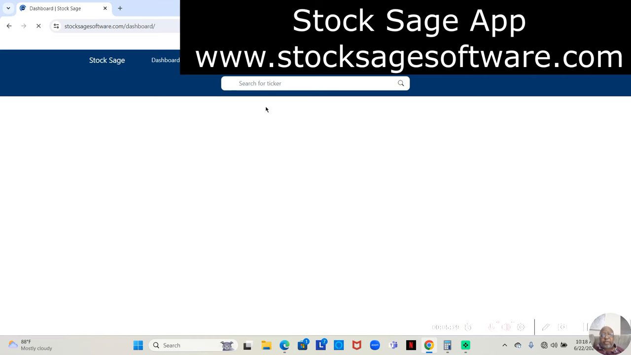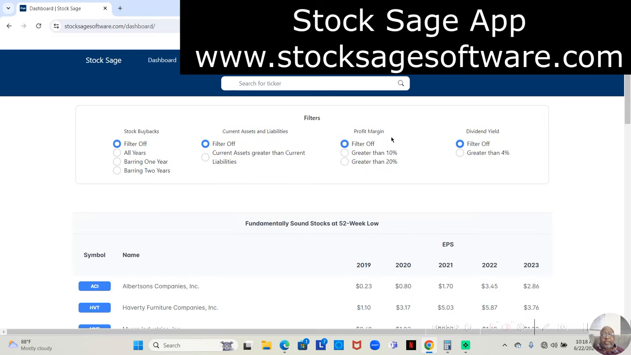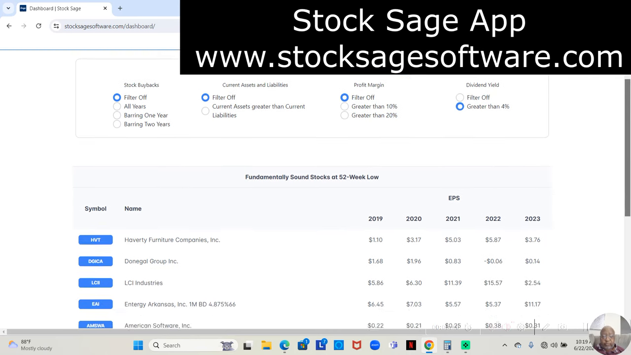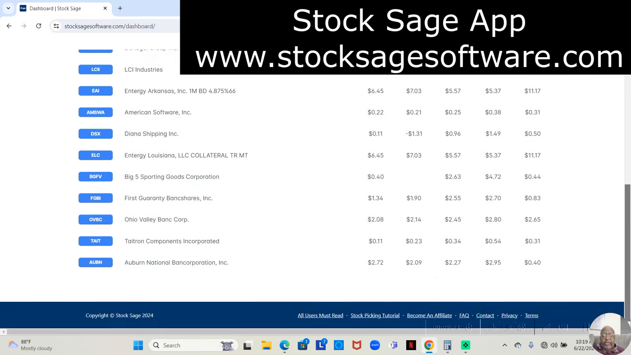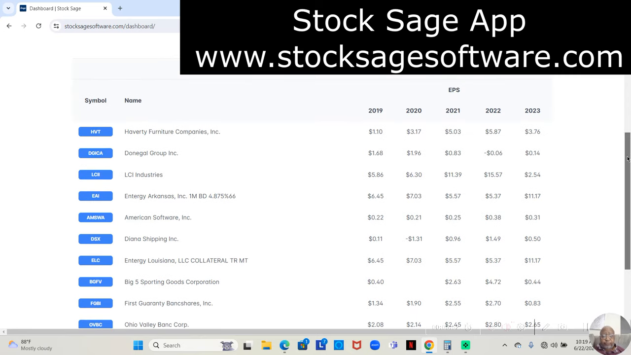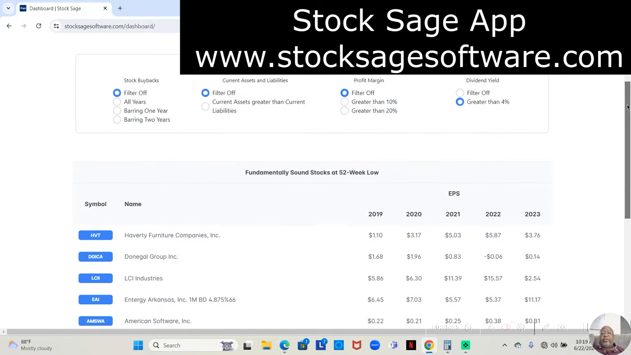But I'm going to show you something that StockSage has now added, and that is dividend yield. So I can come to this filter and click greater than 4%, and it's going to show me every stock at the 52-week low that day with positive earnings for at least 3 or greater of the last 5 years that has a greater than 4% dividend yield. So let's look at a few of them.